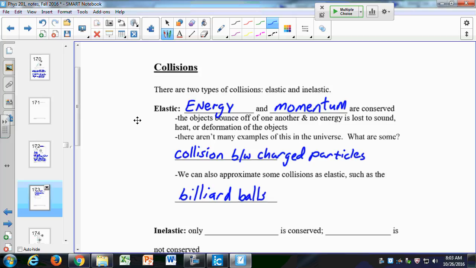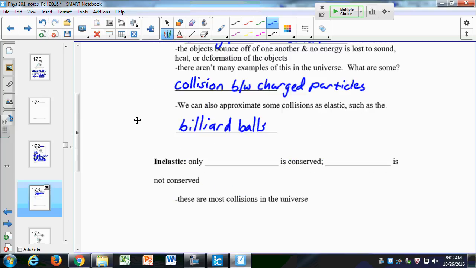And so, in inelastic collisions, only momentum is conserved, and energy is not conserved. This involves every other collision in the universe. So practically every collision in the universe is inelastic with a few exceptions, meaning the collisions between charged particles. All right, let's try.